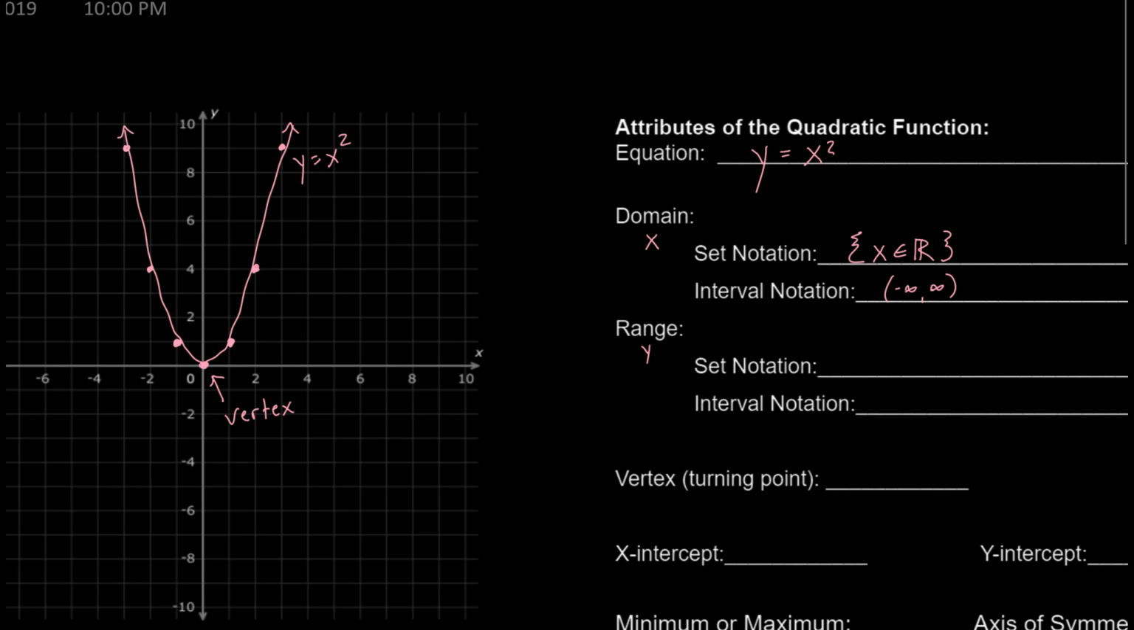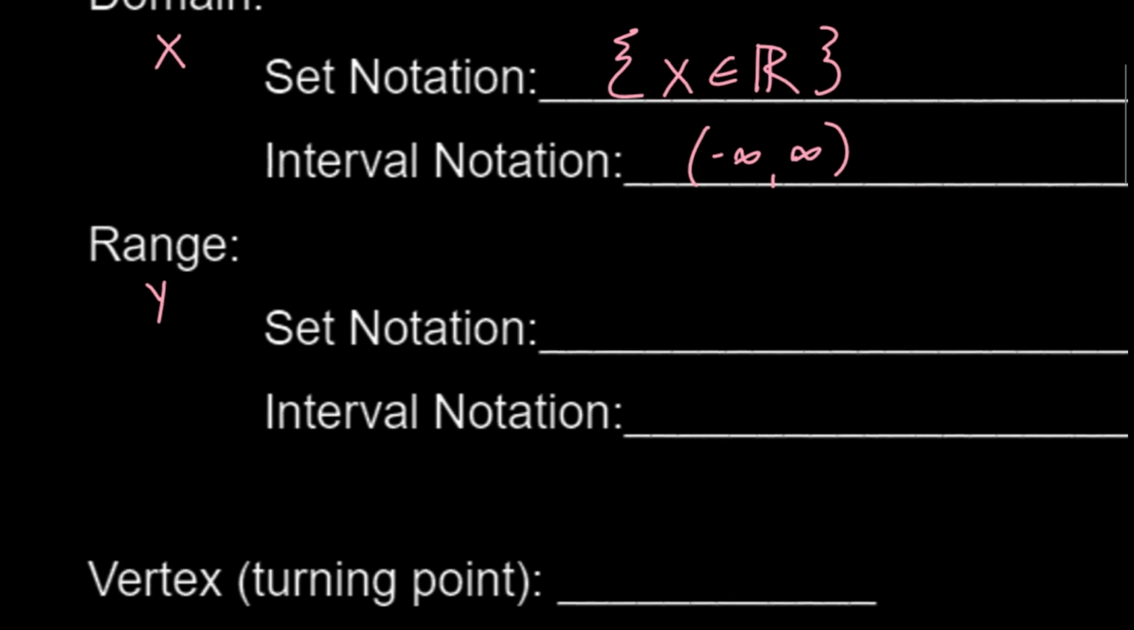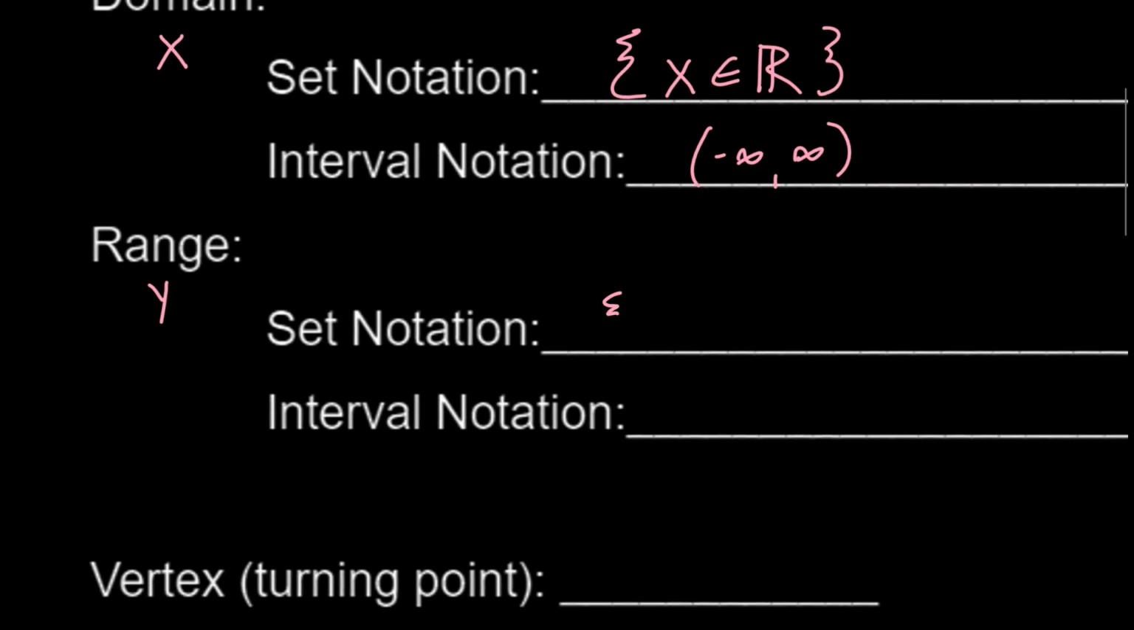y is always bigger than, greater than or equal to 0. Yes. So I start off my set notation with a squiggly bracket. Then what do I put? That's set notation. You just always start off with a squiggly bracket.